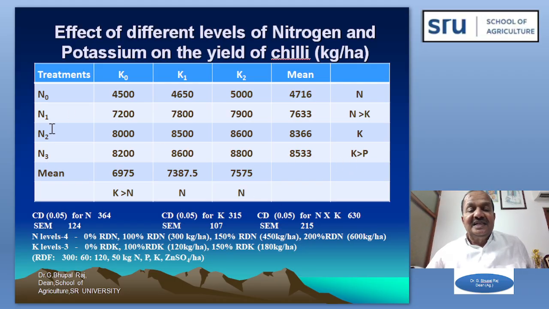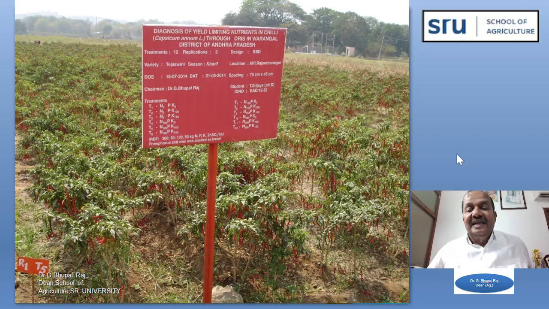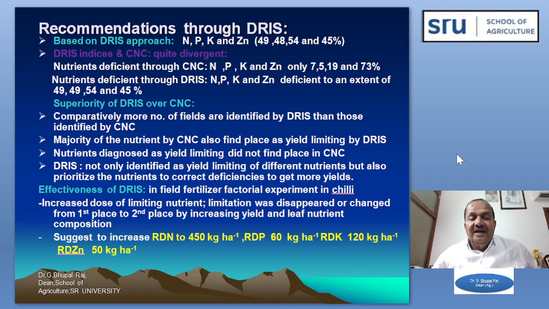So that means the nitrogen we are giving to that crop is not sufficient. We can increase the recommended dose of nitrogen. This is the field crop view. So based on the DRIS approach, nitrogen, phosphorus, potash, and zinc deficiencies observed in the crop are 49, 48, 54, and 45% respectively. And DRIS indices and critical nutrient concentrations are quite divergent. Both are giving different conclusions.